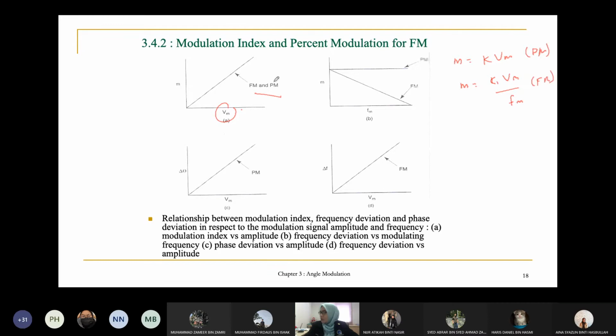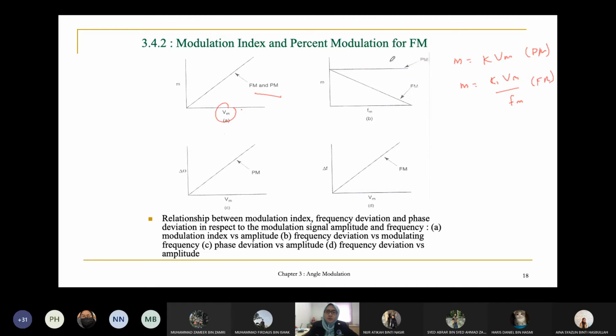Okay, so how do we get this? It is based on this equation. You can see that M here is directly proportional to Vm. Same for the frequency modulation, where M is directly proportional to Vm.